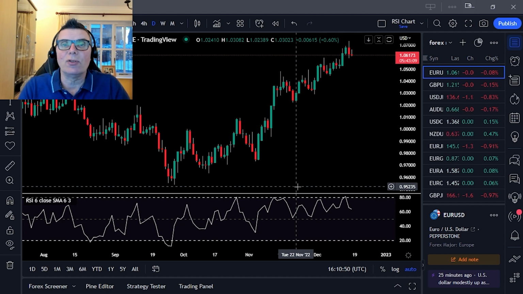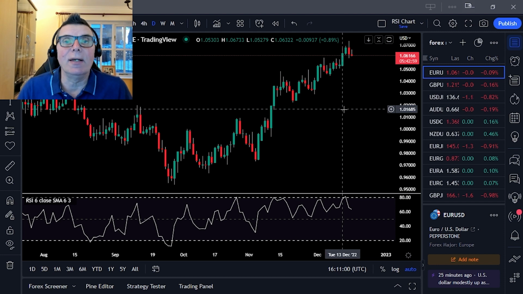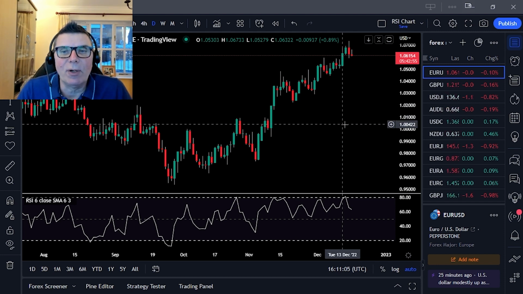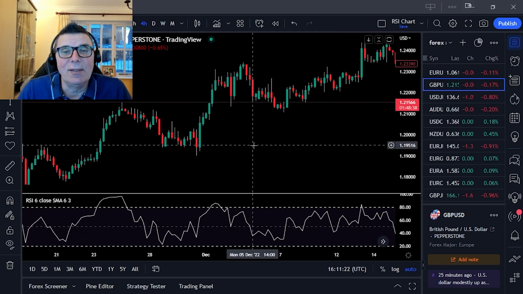Now, other traders would just trade any old divergence, and that's why a lot of traders are quite unsuccessful in what they're doing, because they're trading against what is, on a bigger scale of things, a big trend. Now, I'll just show you briefly what a divergence is first. Now, this is cherry picking.